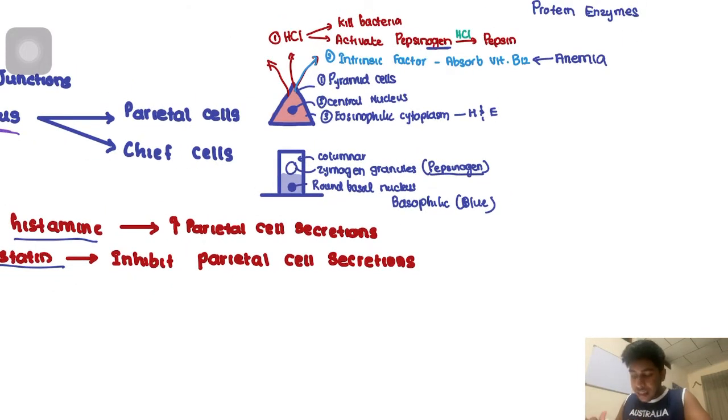So the parietal cells release HCl and intrinsic factor. The chief cells are columnar cells with a round basal nucleus, and the basal area is more basophilic. This is the cell that releases the pepsinogen. It's not the parietal cells. The HCl from the parietal cells will activate it, but the chief cells release the pepsinogen.